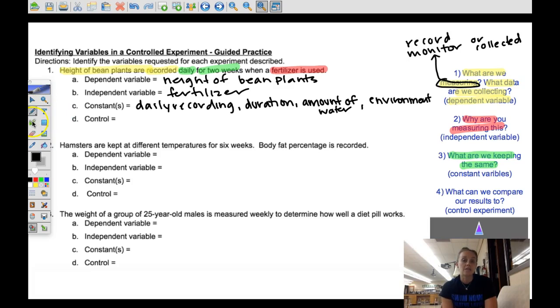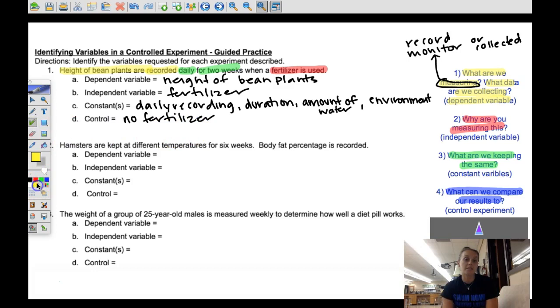So when you see the word control in these activities, I need you to think about the control experiment. So what can we compare our results to? So our control experiment is the removal of the independent variable. So if my independent variable is the addition of fertilizer, my control variable is going to be no fertilizer used, so we can compare to see if our fertilizer made a difference or not.